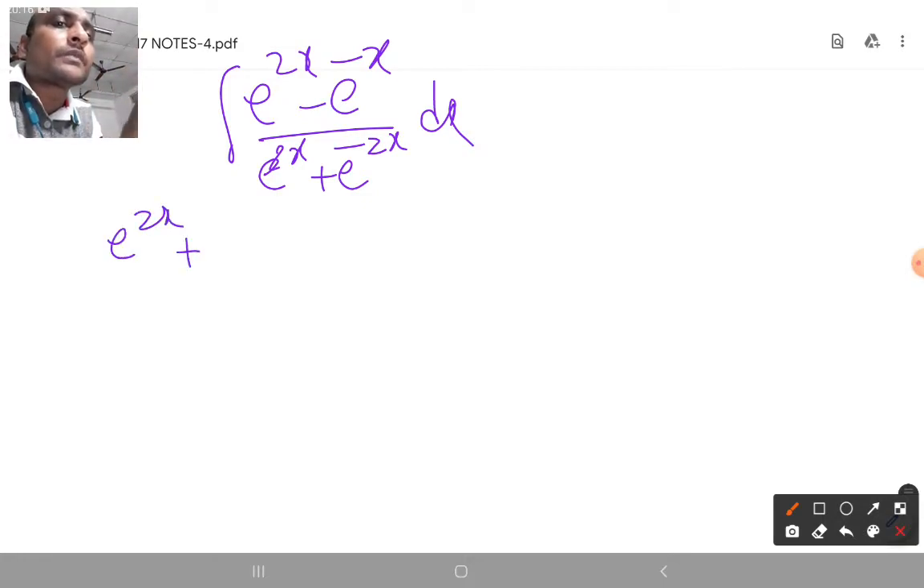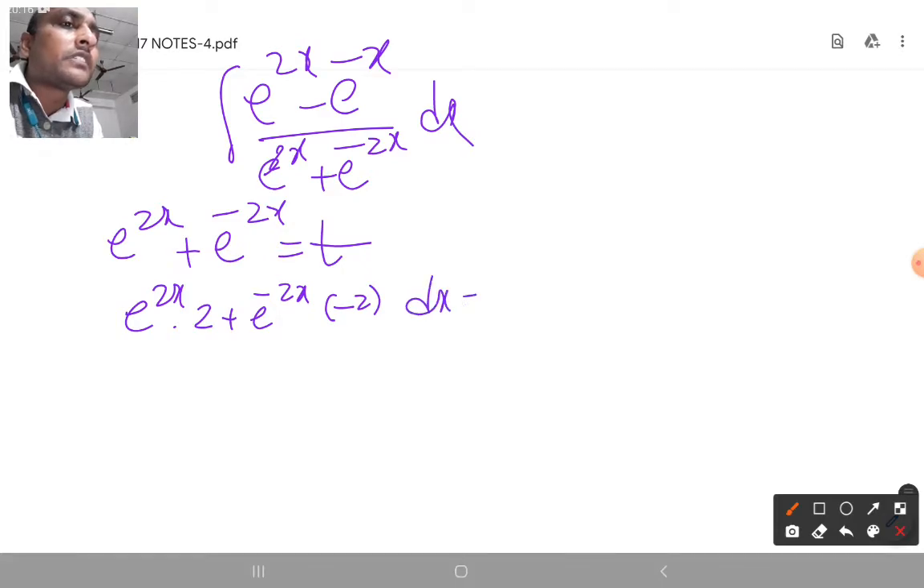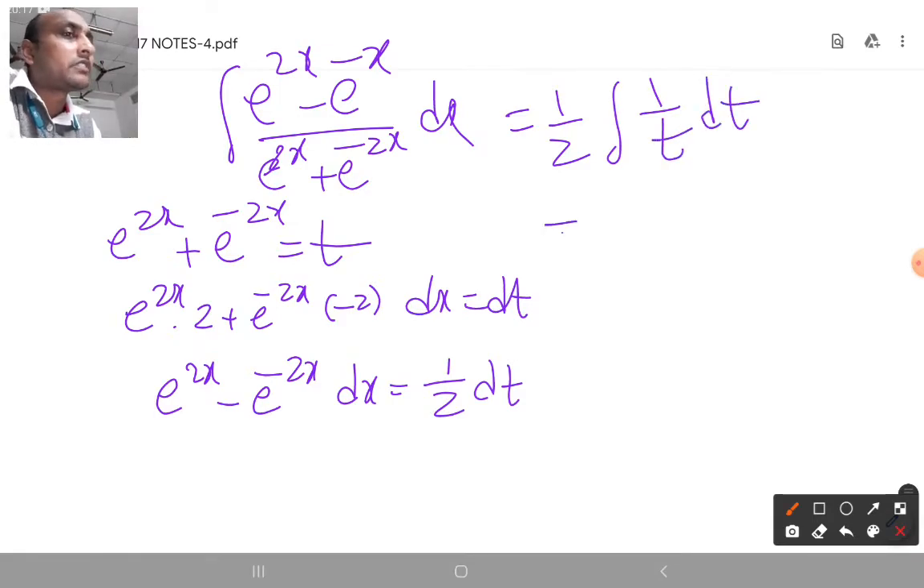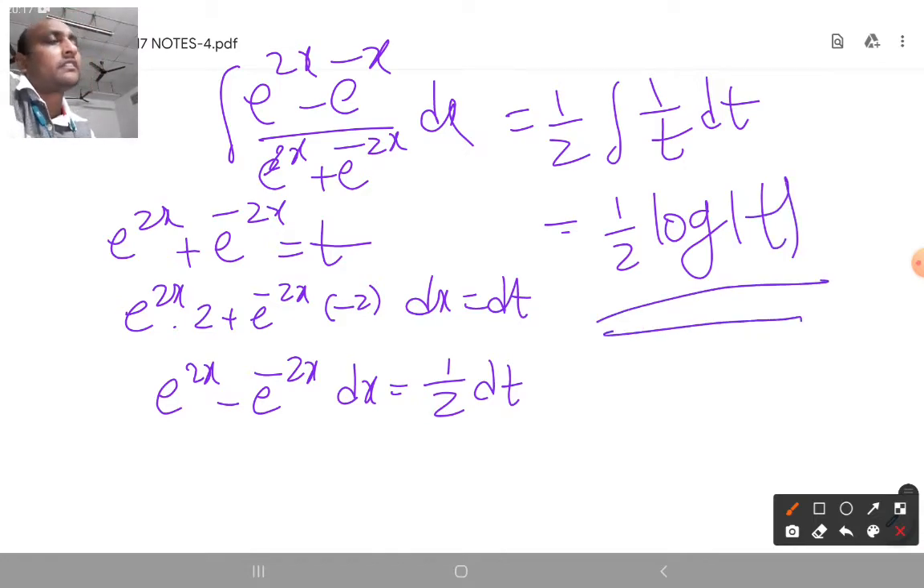e power 2x plus e power minus 2x is equal to t. You will get e power 2x into 2 plus e power minus 2x into minus 2 into dx is equal to dt. So take 2 common, take it to the right side. e power 2x minus e power minus 2x into dx can come as 1 by 2 dt. So this can be written as 1 by 2 integration of 1 by t dt. So it is 1 by 2 log mod t. That is the question number 20.